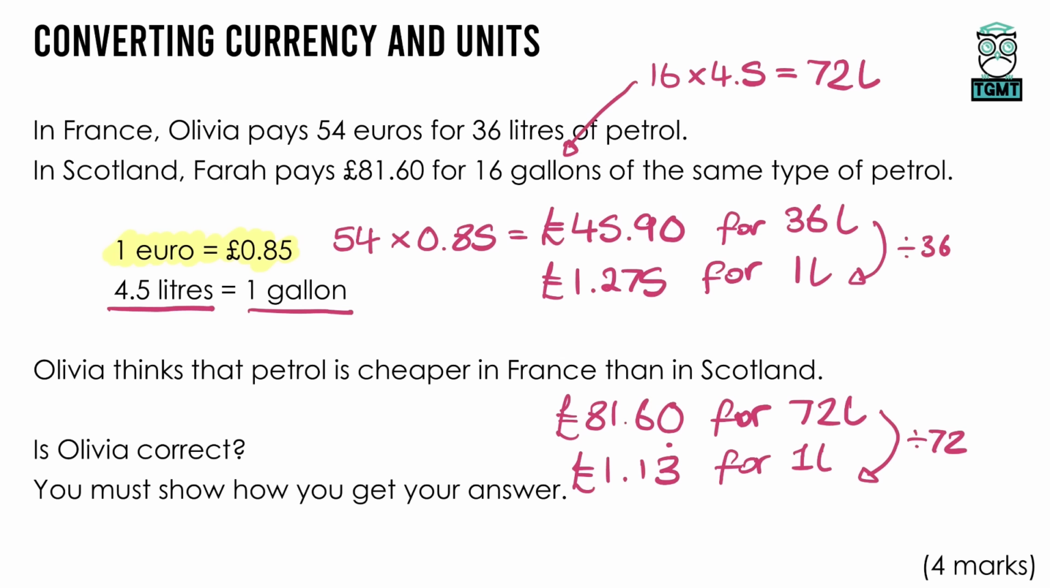Now, it said here, Olivia thinks that petrol is cheaper in France than in Scotland, but we've just showed that it's actually cheaper in Scotland. So is Olivia correct? We would just say no, Olivia is not correct. And we have all of our working out to back that up. You could write after that actually it is cheaper in Scotland. And there we go, that is some currency conversions, but also dealing with different units.